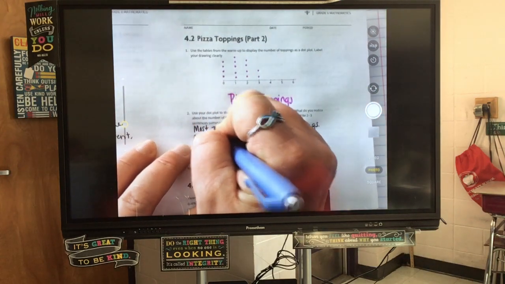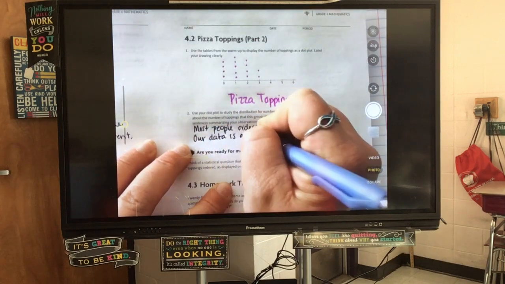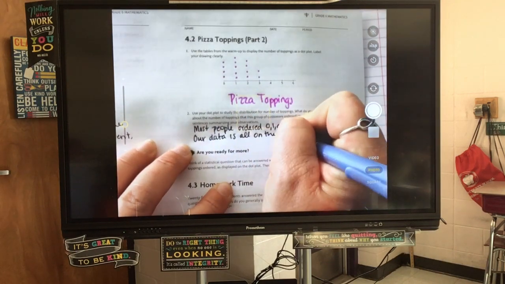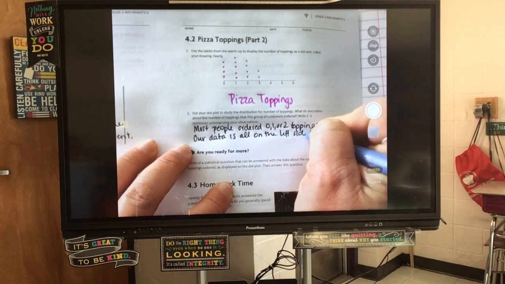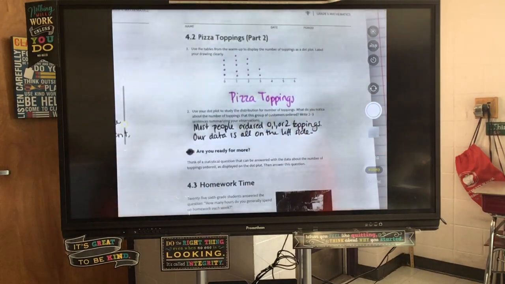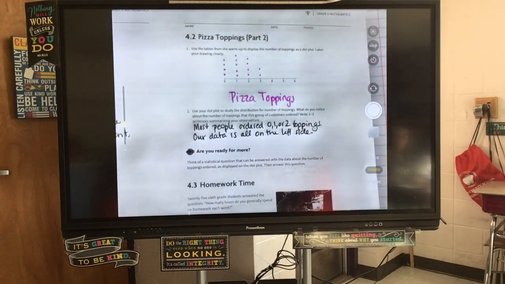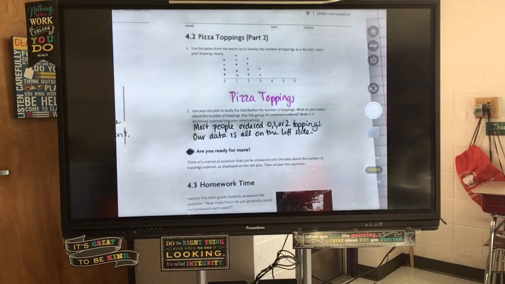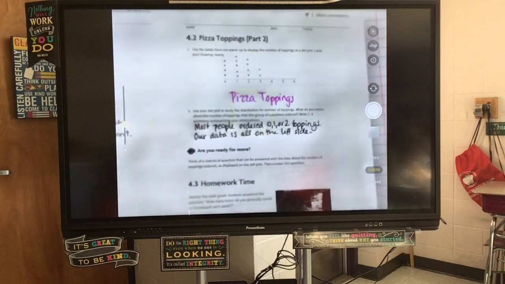Our data is all on the left side. Could we even take it a step further and talk about the numbers that we didn't use? Like, what are 4, 5, and 6 representing on our dot plot? Gabby? Right, so did anybody that they surveyed want 4, 5, or 6 different toppings? So we can even throw that in here.